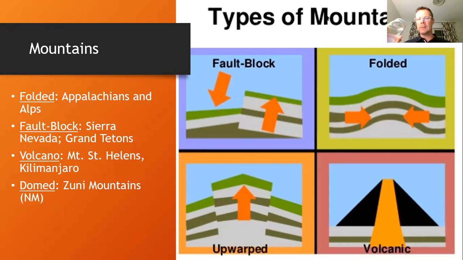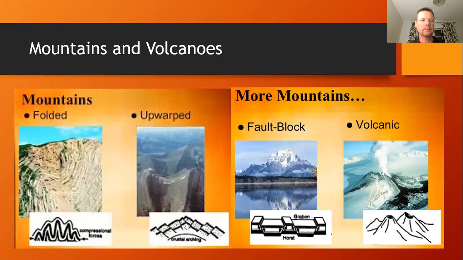Now the Rocky Mountains, I would have to assume, would be folded mountains as well, simply because of their shape and structure, but maybe they're fault blocks. I don't know. I should look into that. I'll let you know. So again, folded mountains, upwarped or domed, our fault block mountains, and our volcanoes. I would say the Rocky Mountains are definitely fault block, actually. I can't imagine that they're folded or upwarped.